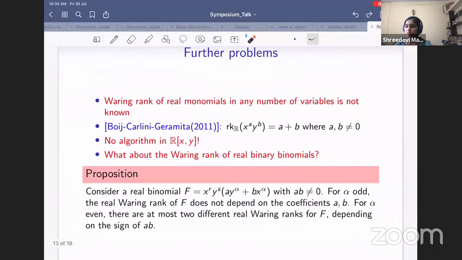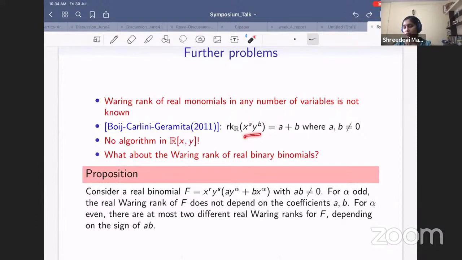For example, even for monomials, we don't know the rank of any monomial which has coefficients in the reals. And let me remark that the rank of a real monomial can be very large compared to the Waring rank of the corresponding monomial over the complex numbers.